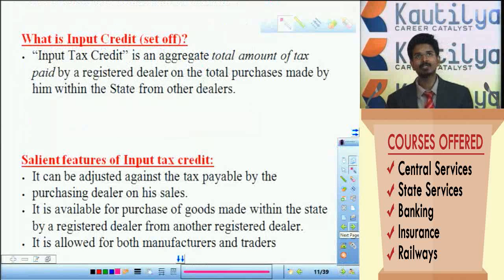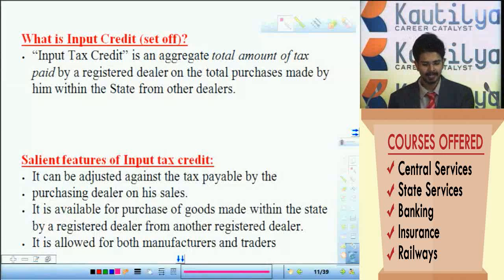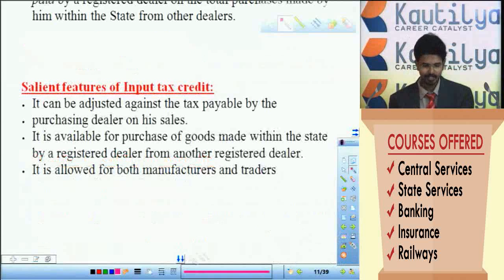So what is this input credit or set off? Input credit is an aggregate total amount of tax paid by a registered dealer on the total purchases made by him within the state from other dealers. It is a self-explanatory thing.